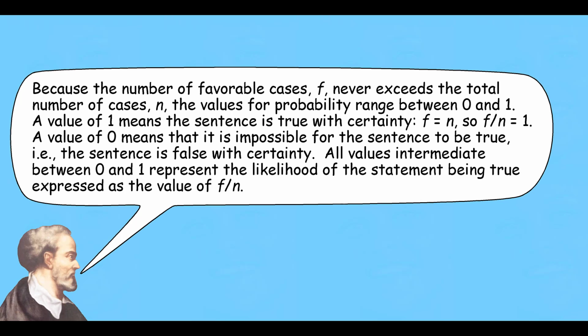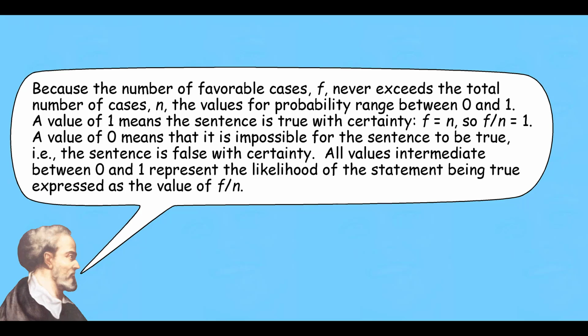The number of favorable cases, the ones that make the statement true, can never exceed the total number of cases, all the possible ways the world could turn out. The values for probability range between 0 and 1. A value of 1 means the sentence is true with certainty. The favorable cases, the ones that make it true, are the exact same number as the total possibilities, all the different ways the world could turn out. And so f divided by n would equal 1.